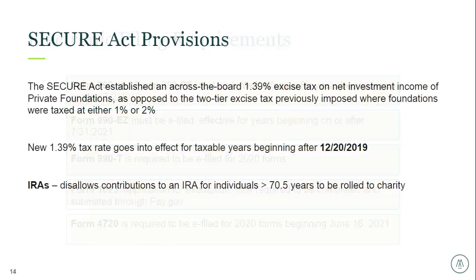A friendly reminder, there's a flat 1.39% excise tax now on net investment income for private foundations for tax years beginning after December 20th, 2019. Before, the tax rate was either 1% or 2%, depending on whether the private foundation's qualifying distributions met a certain threshold. Also, the SECURE Act disallowed contributions to an IRA for individuals older than 70.5 years of age to be rolled to a charity.